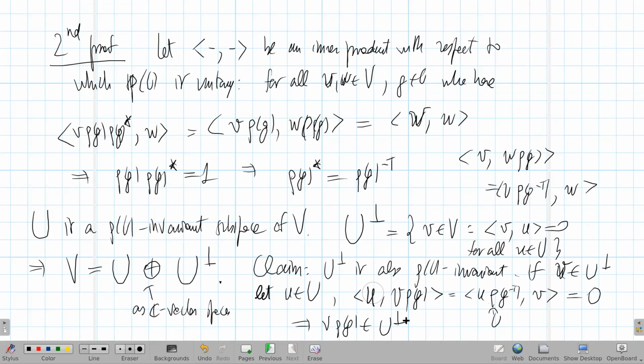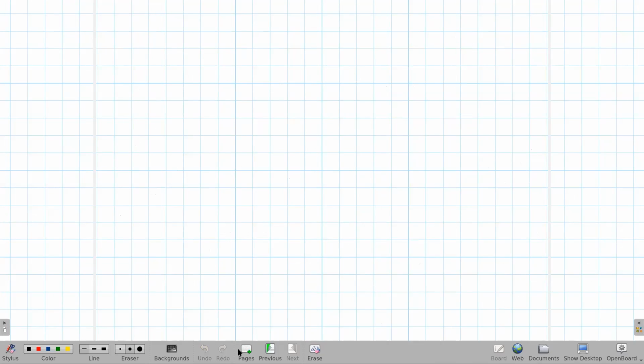Yes, you have to set up an inner product with respect to which the rho G are unitary, but then the proof is just saying take the orthogonal of U, and this is rho G invariant, finished. Okay, so it's a conceptual proof, but you choose the one you prefer. Okay, why is this result important? Because you see, this allows you to do this.